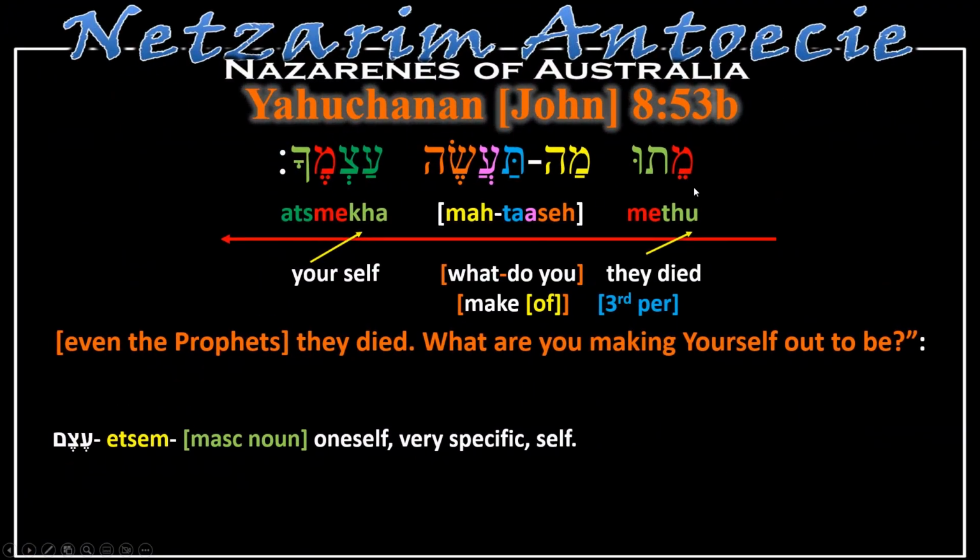And so we come to 53b, and we go through the letters. So we have metu, they died. Again, the u at the end is a third person pronoun. Ma, what, ta'ase, do you make of? Now, of course, the verb can be make or do, so we're using it as make. What do you make of? And then atsmeka, yourself. Of course, the ka is your, and then we have etsem, which is a masculine noun meaning oneself, very specific, or self. And that's why we use yourself.